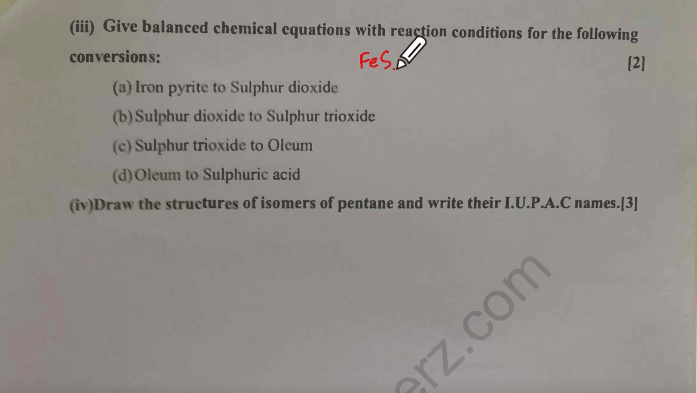FeS2. 4 FeS2 plus 11 O2, on heating, gives 2Fe2O3 and 8SO2. Because of the contact process, ma'am. Yeah, correct. Very good. How many of you know it by heart?